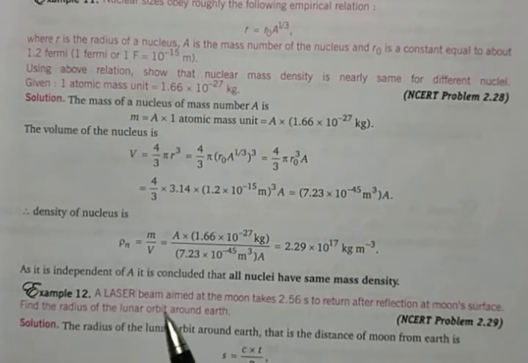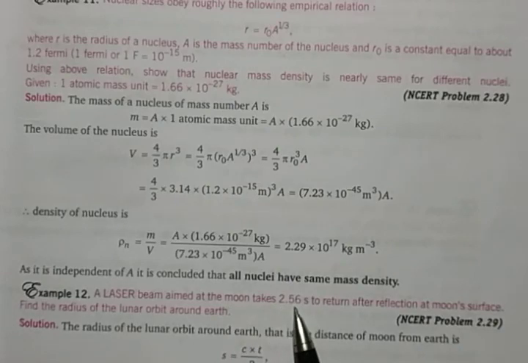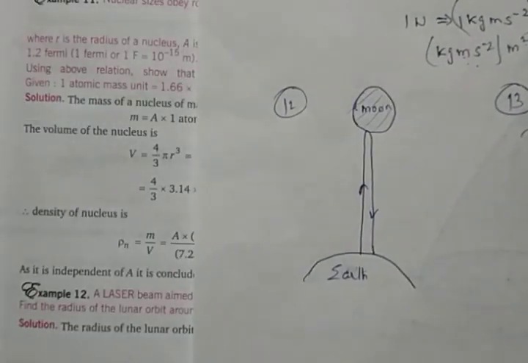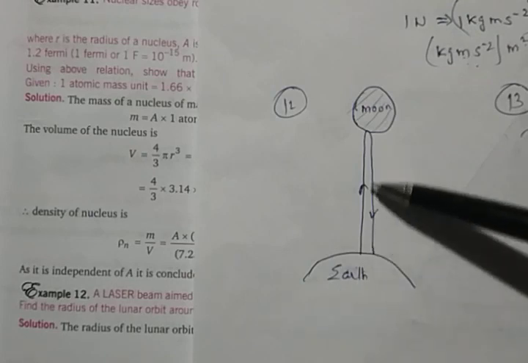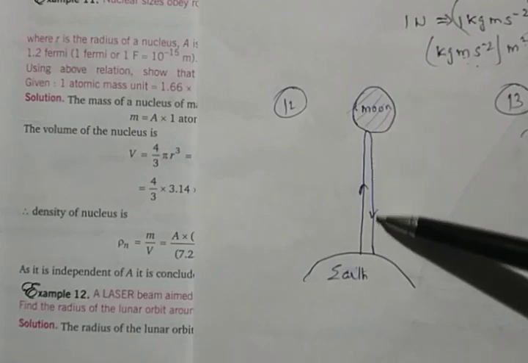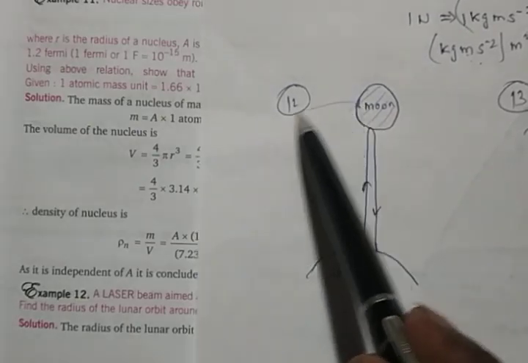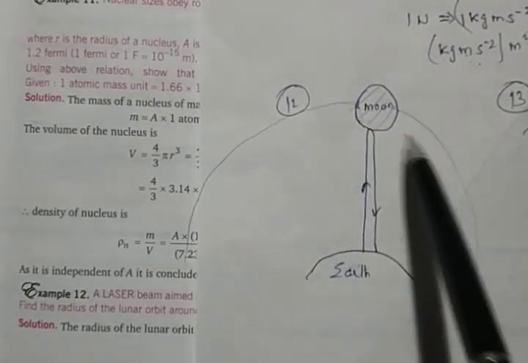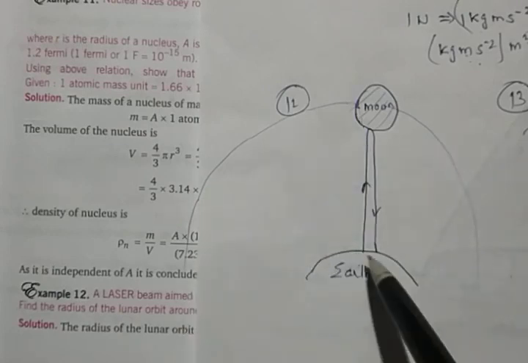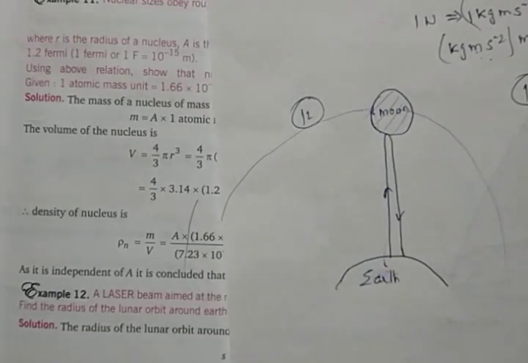A laser beam aimed at the moon takes 2.56 seconds to return after reflection at the moon surface. Find the radius of the lunar orbit around Earth. So it talks about this particular format here. From Earth, you are putting a laser beam. It goes straight to the moon and then gets reflected and comes back. So they are asking what is the lunar orbit, because the moon also rotates around the Earth. So what is the distance between Earth and the moon, they are asking here.